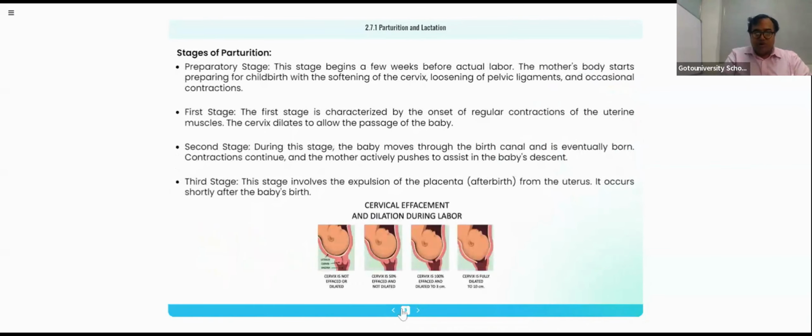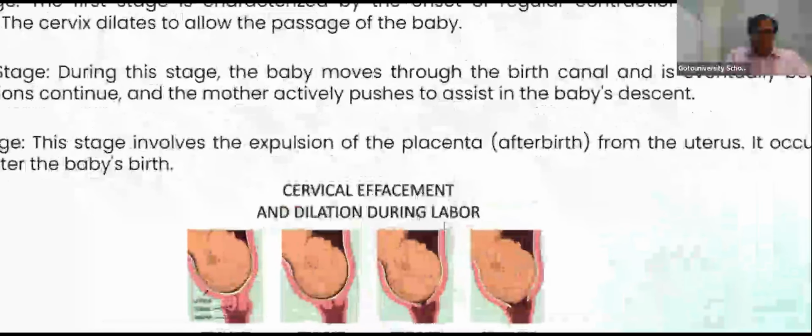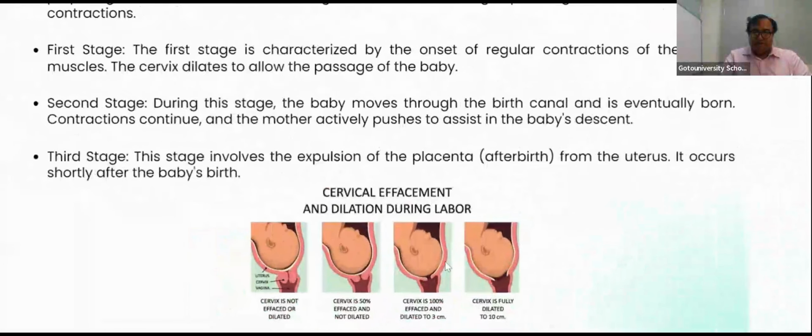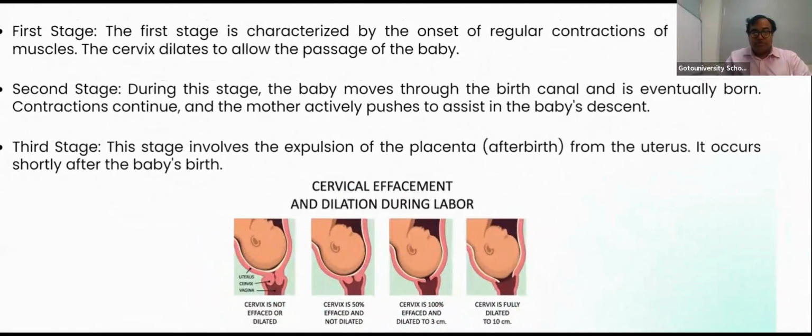One more time, so that you'll understand exactly. You can see this zoomed picture. The cervix is not effaced or dilated.